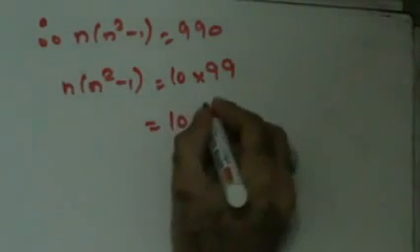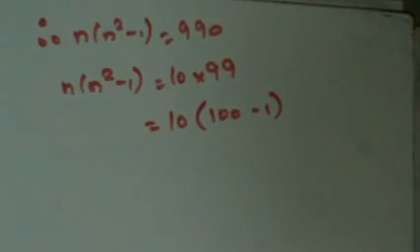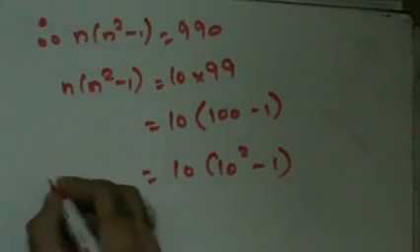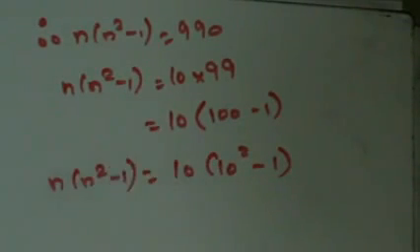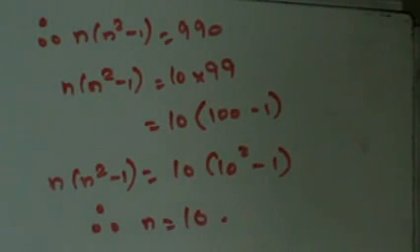990 can be written as 10 into 99. 10 is n, 99 can be written as 100 minus 1, and 100 can be written as 10 square minus 1. Both sides are in the form n into n square minus 1. Therefore, n should be equal to 10.